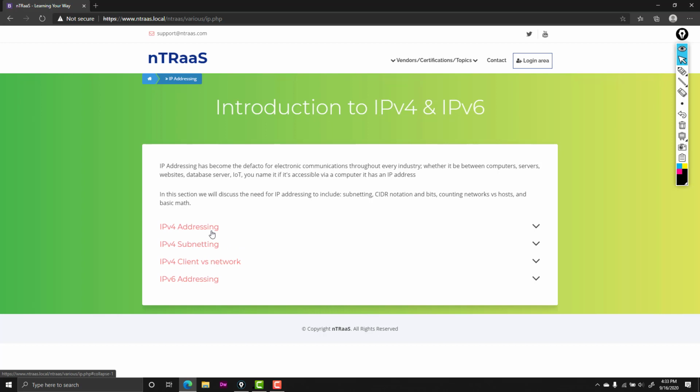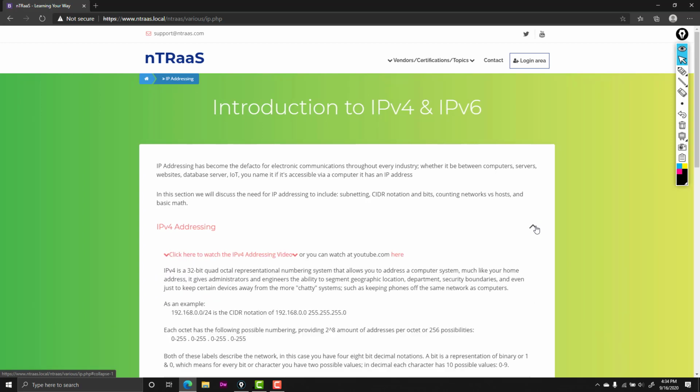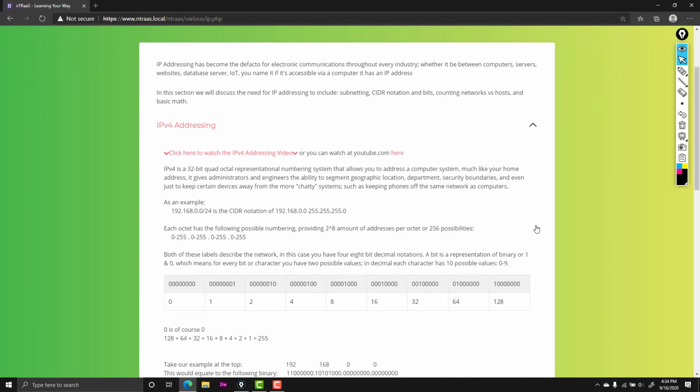And in this case, we're going to talk about the need for IP addressing, including subnetting, CIDR notations, bit counts, the difference between a network and a host, and of course you have to know basic math for IPv4 to really have a good understanding of it. So we'll dive in here really quick.